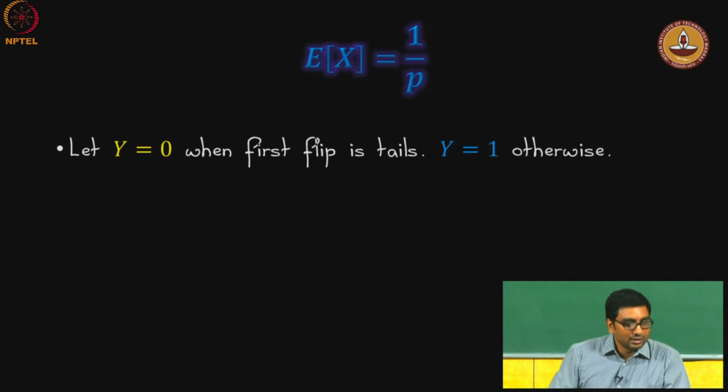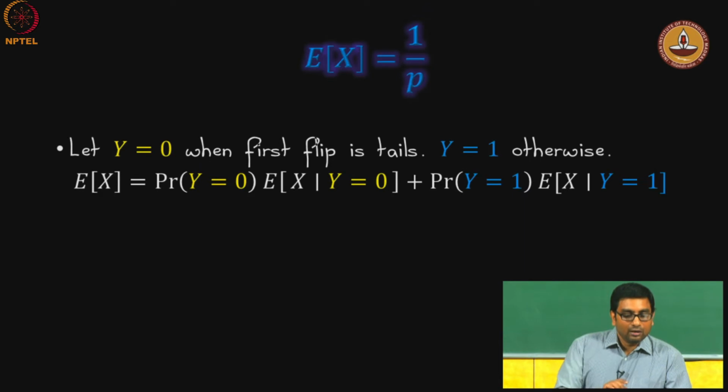Let us see why that is exactly correct. Let us focus on the first coin flip. The first coin flip can either be a tails or a heads. Let us define another random variable Y. It is a Bernoulli random variable: it is equal to 0 if the first flip is tails and 1 if the first flip is a heads. Now the expectation of X, you can write in this fashion. There are two possibilities: either the first flip is a tails, or the first flip is a heads. This might be a little bit easier.